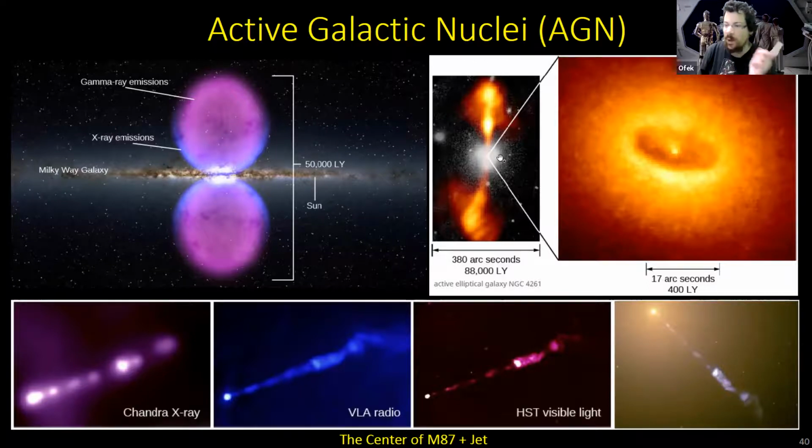So that's the Milky Way, NGC 4261, and here on the bottom we have our favorite M87, with the center launching these jets of energy outside.